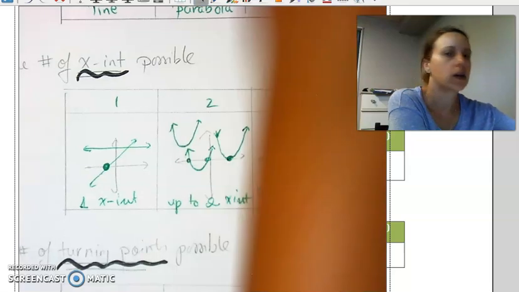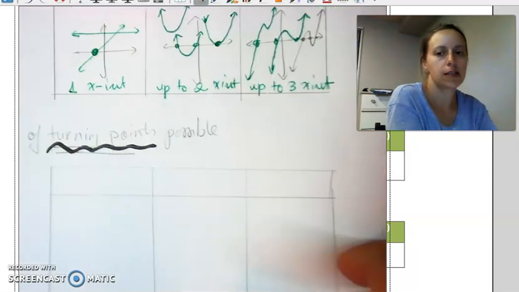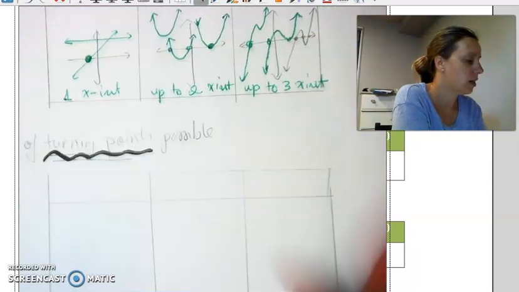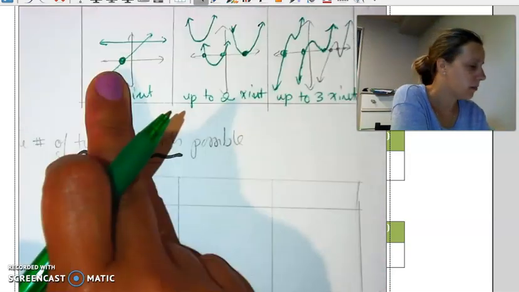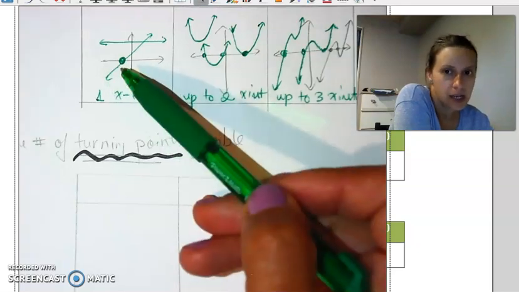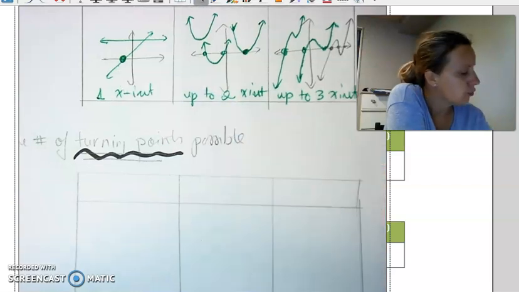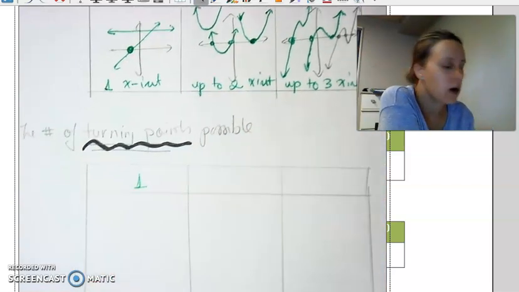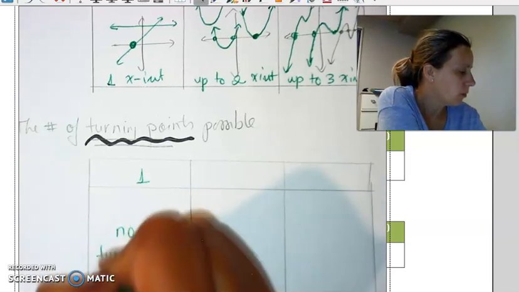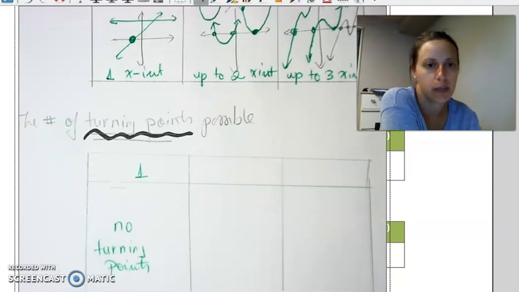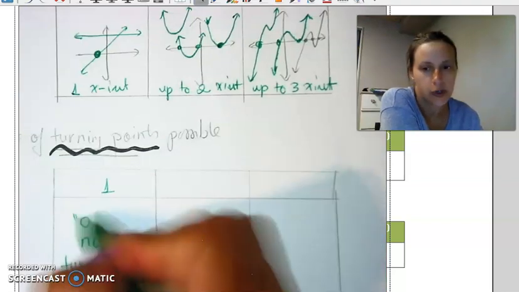The last thing we're going to take from the degree of the function is the number of possible turning points. I'm not going to draw again, okay? We're just going to use these examples over here. How many times does a linear function change direction? None, okay? So for a linear function, degree 1, we have no turning points possible. 0 turning points.